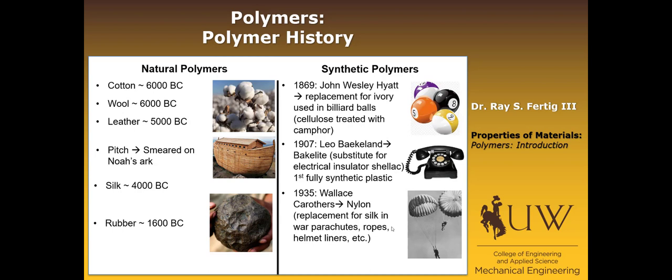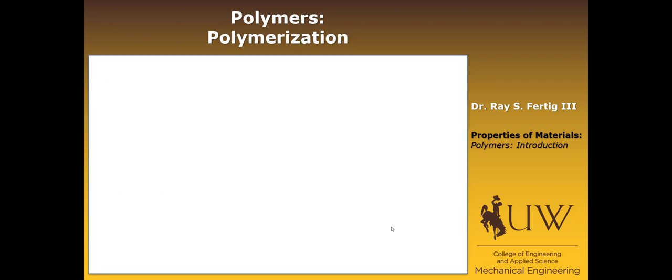So, basically, we have rubber being used in 1600 BC, but before we can create our own polymers, it's over 3,000 years. So anyway, just an interesting history of that. And you'll see that they are a little bit more unique, I think, than materials that you're used to dealing with in terms of what their properties can look like.